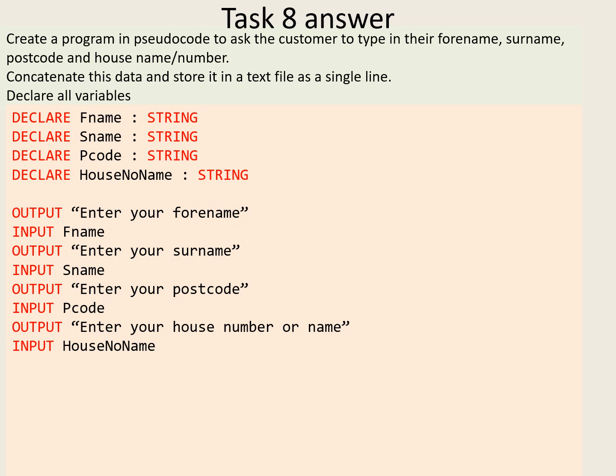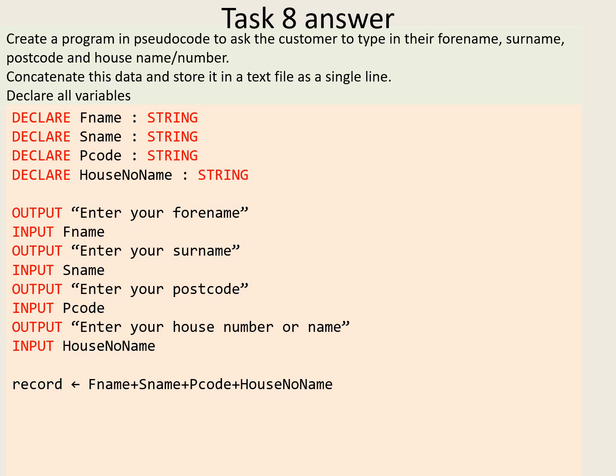Now all I need to do is to take fname, sname, pcode and house no name and put them together, to concatenate them. So I'm going to call this record, and that's going to be assigned fname plus sname plus pcode plus house no name. I could have put spaces between each one as well. That might be good practice. I mean, it doesn't specify we have to do that in the question, but it's good practice to do that, but it doesn't matter for this question.